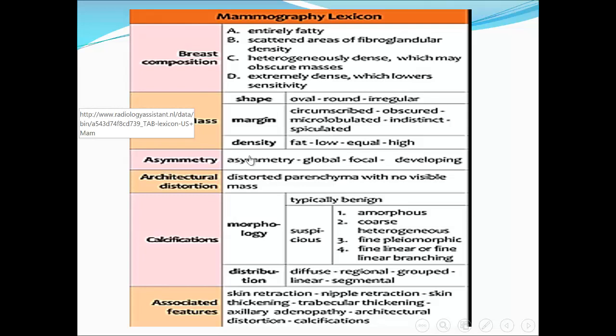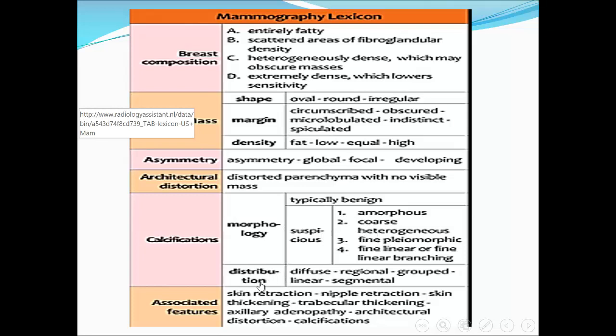Asymmetry has different types: global, focal, and developing. Architectural distortion is distorted parenchyma with no visible mass. Regarding the presence of calcification, the morphology of calcification is very important. Is it suspicious calcification or benign? There is the malignant type, and there is typically benign calcification.